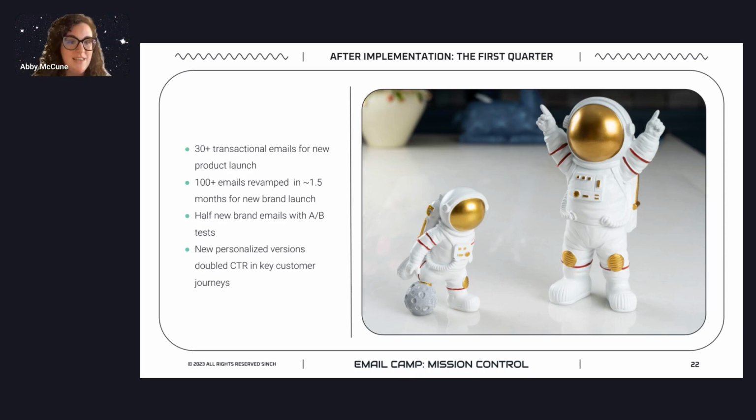So me and these dancing little astronaut figurines are going to share some of the wins that we had in our first quarter of the modular implementation. So like I said, we had a new product launch. So we were able to build like 30 transactional emails for this new product launch. Huge benefit of this is that it gave me, as a non-coder, a lot of practice in that modular design. So I was really getting familiar with those existing components that I was going to charge the initiative to create, duplicate, and tweak for that new brand.